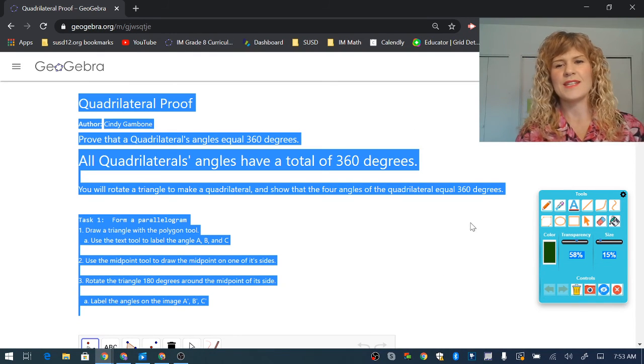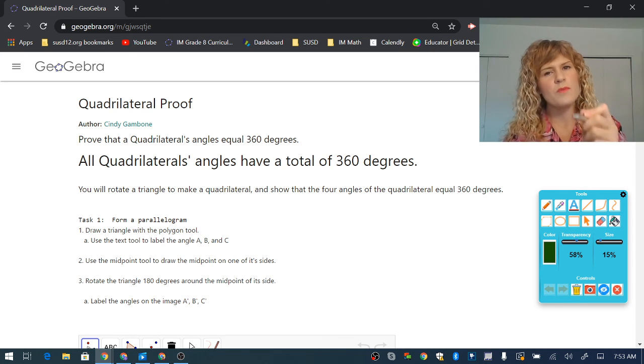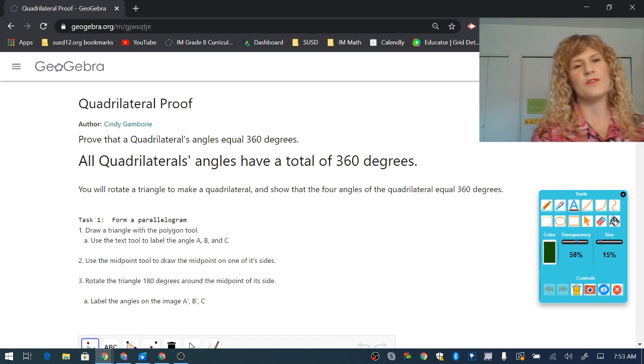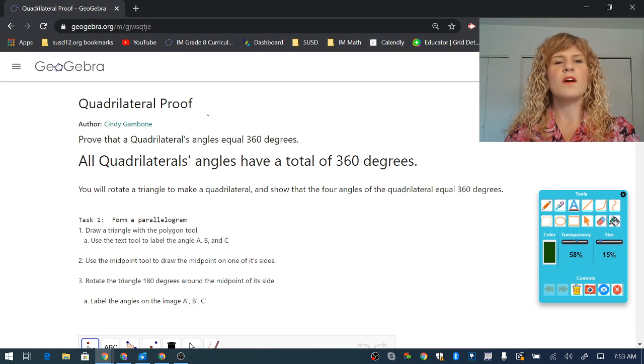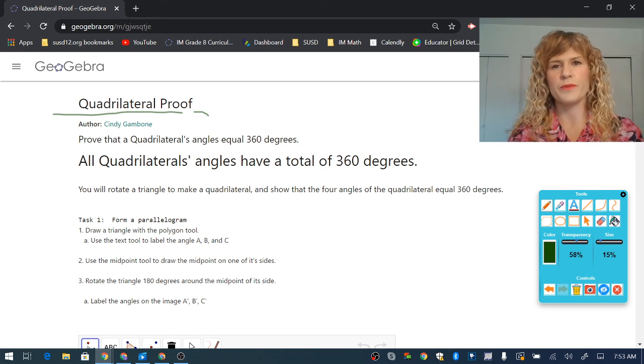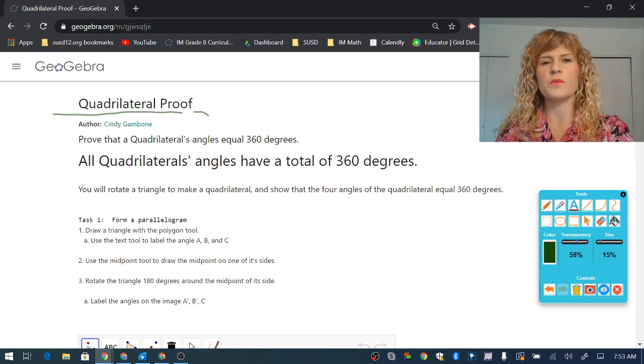Hey students, let's get started. Our test is coming up soon and you need to study a little more before you're ready for the end of unit test. So I made this activity to help you. It's called Quadrilateral Proof. First, let me remind you what a quadrilateral is.